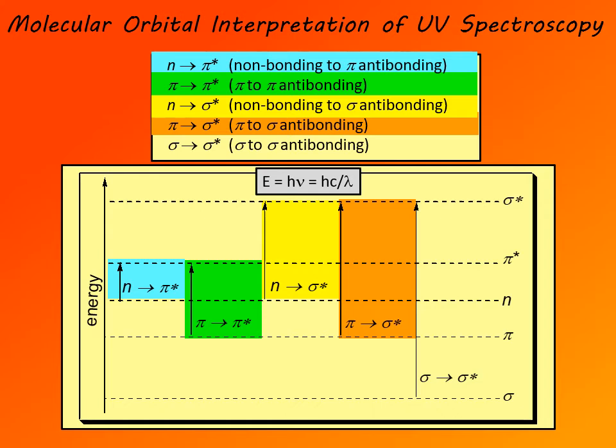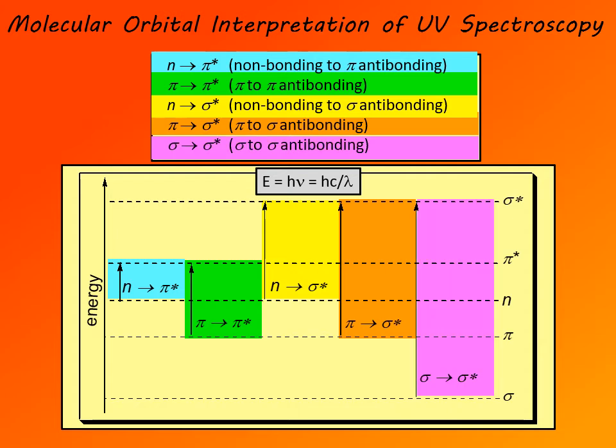As we go further in the order of increasing energies, next one is pi to sigma star. That means electronic transition from bonding pi orbital to an anti-bonding sigma orbital. Again, lambda max gets even shorter compared to previous ones.